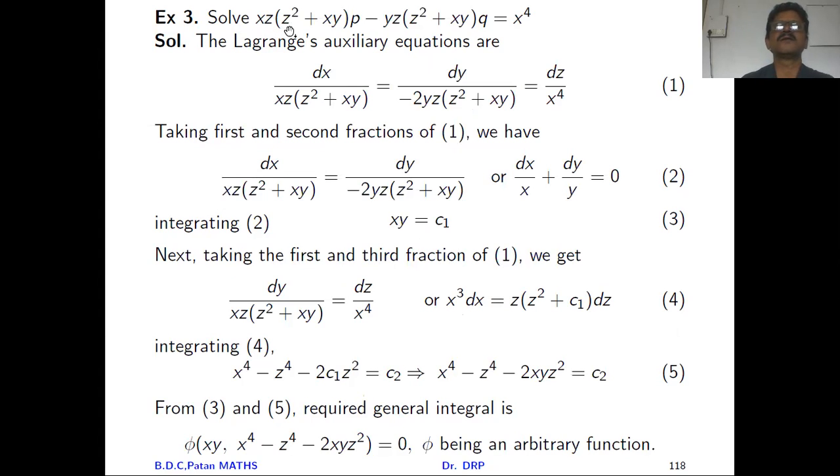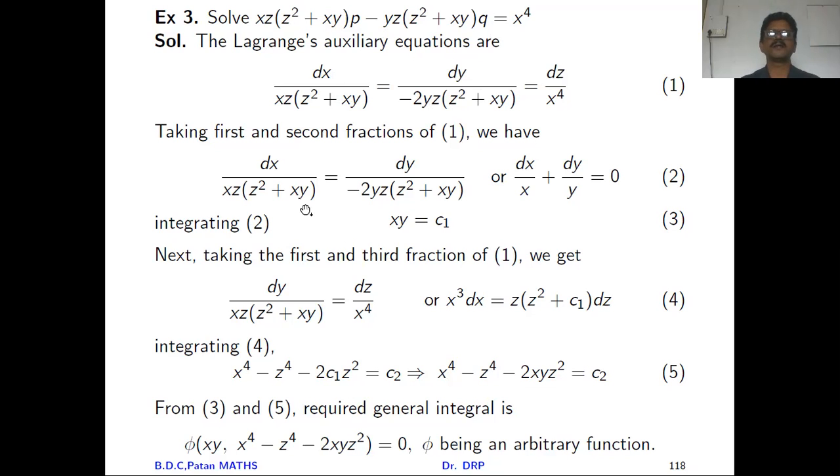Solve xz into bracket z square plus xy into p minus yz into bracket z square plus xy into q is equal to x raised to 4. Again this equation is in the form Pp plus Qq equal to capital R. So the Lagrange's auxiliary equations take the form dx upon P equal to dy upon Q equal to dz upon R. So P is xz into z square plus xy, Q is minus yz into z square plus xy, and R is x raised to 4.